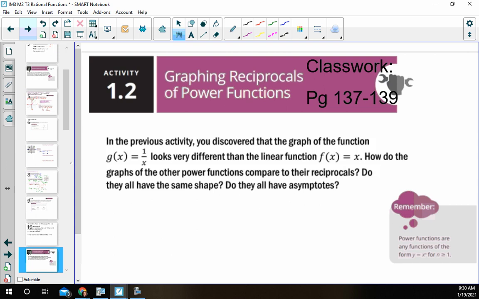All right, so in 1.2, we're going to discover, okay, well, what if it is, instead of 1 over x, what if it is 1 over x squared? So I want you guys to go ahead and flip to page 138, and we are going to fill out that table. So I want you to pause the video.